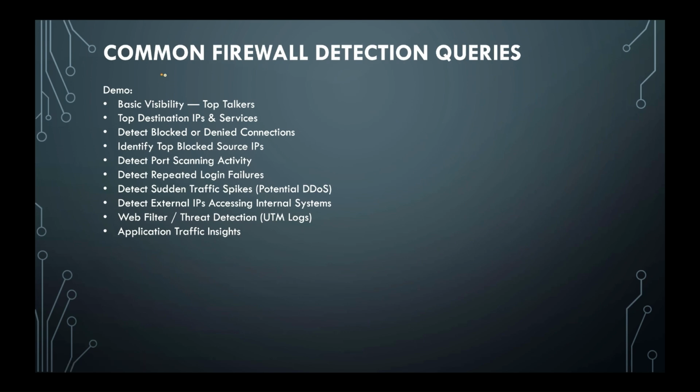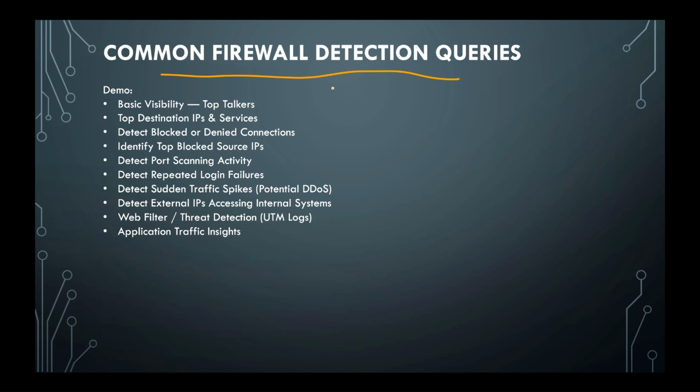So, common firewall detection queries. Detecting brute force or SSH attacks: if you're running a Linux-based firewall like iptables, you can search for repeated failed logon attempts to SSH port number 22. And how to detect DDoS?